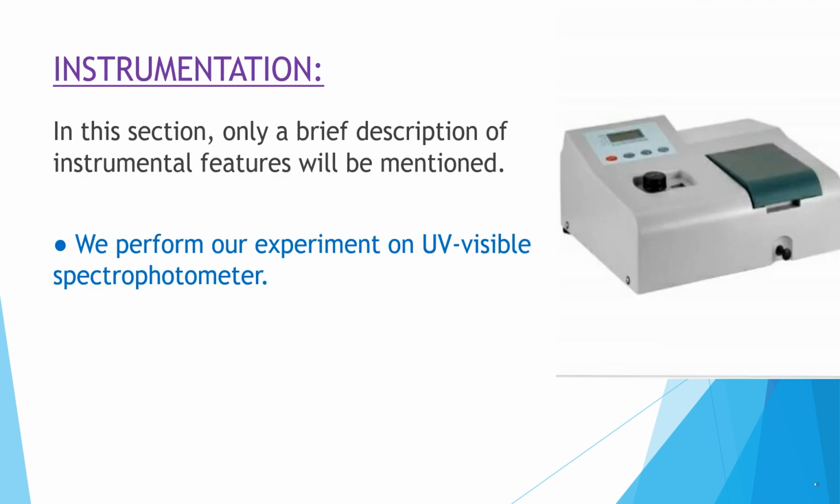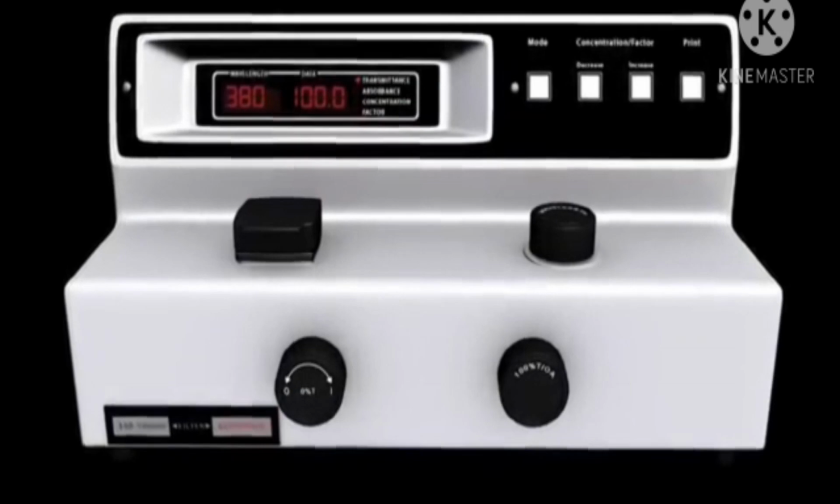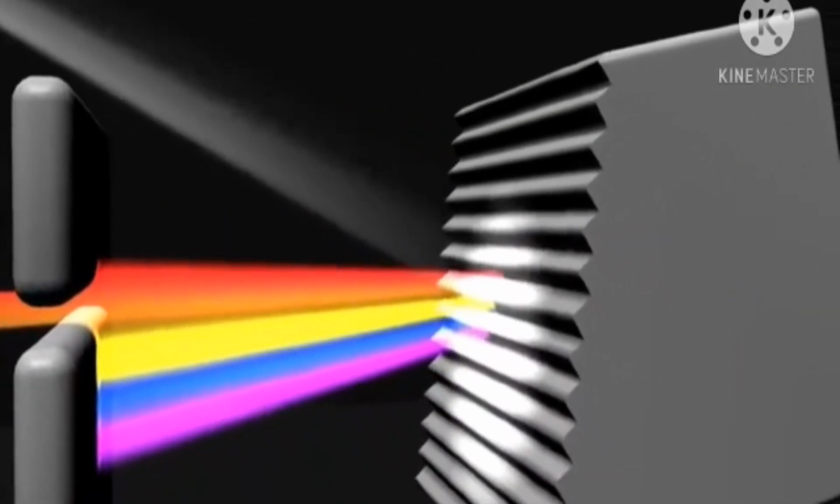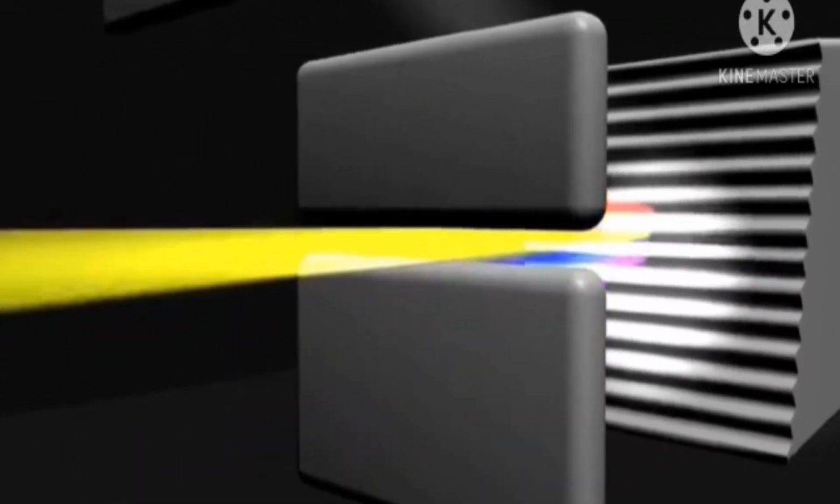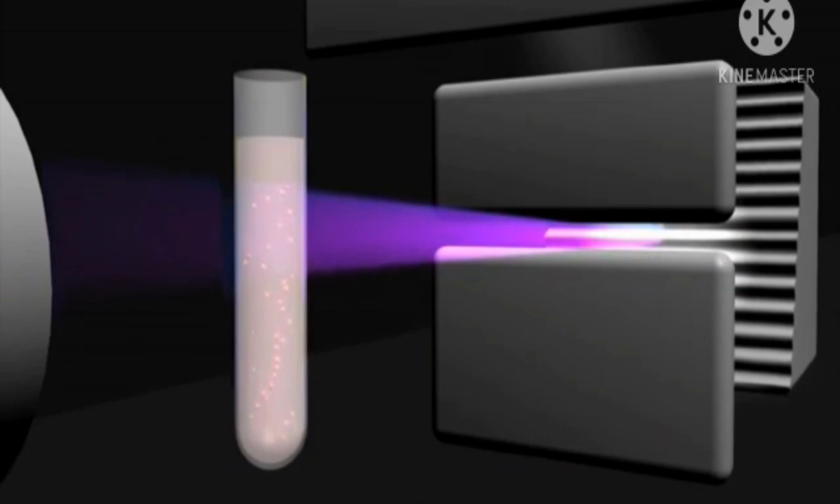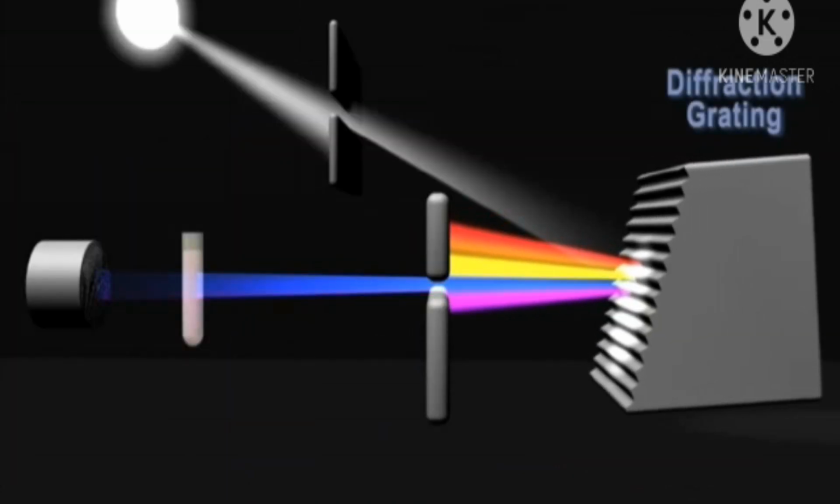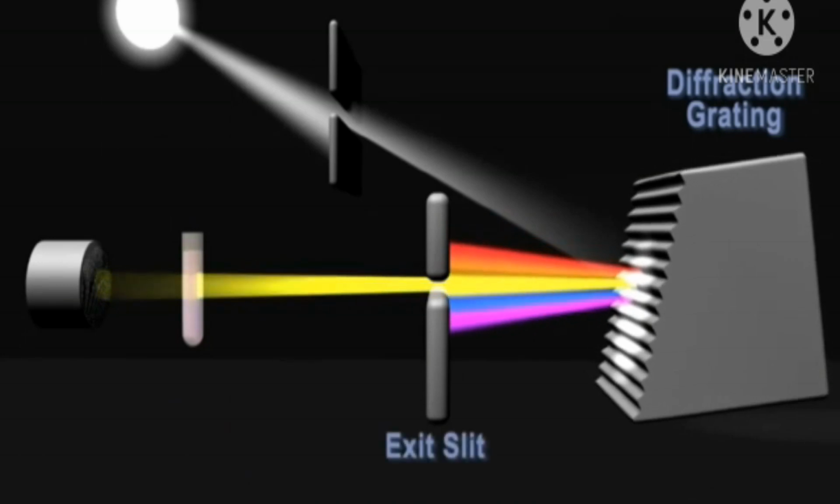In this section, only a brief description of instrumental features will be mentioned. We perform our experiment on UV visible spectrophotometer. Here is how a spectrophotometer works. A lamp provides a source of light. The beam of light strikes a diffraction grating, which works like a prism, and separates the light into its component wavelengths. The grating is rotated so that only a specific wavelength of light reaches the exit slit.